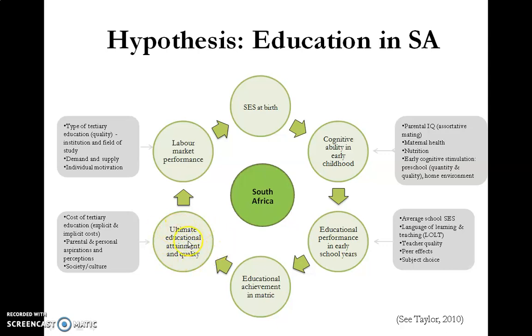Dependent on the outcomes at this level, it then feeds into an individual's performance on the labor market. What type of tertiary education did the individual invest in, and what was the quality of it? The institutional field, the field of study and the institution matters as well. Labor demand and supply are also important factors in determining the outcome, as well as individual motivation. And then the cycle continues with the next generation.